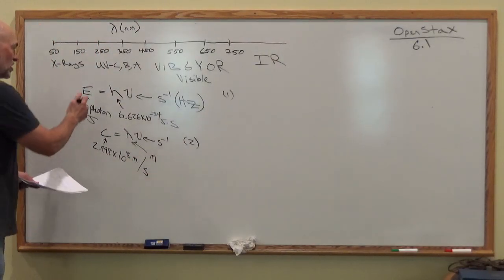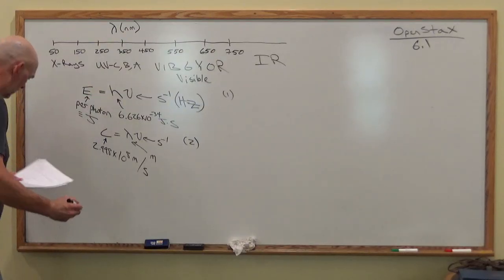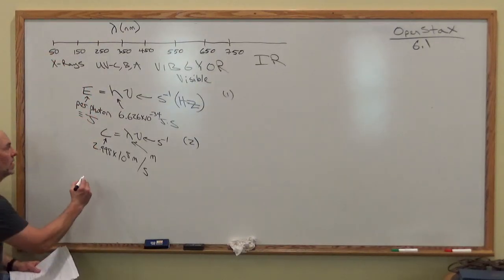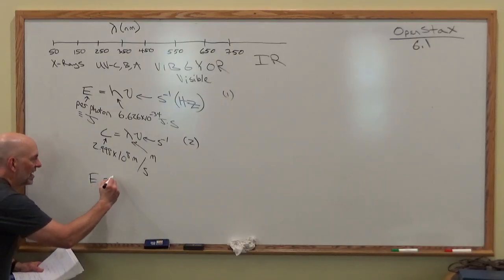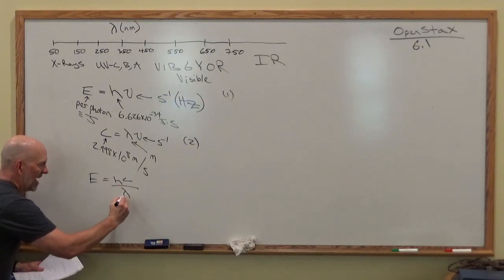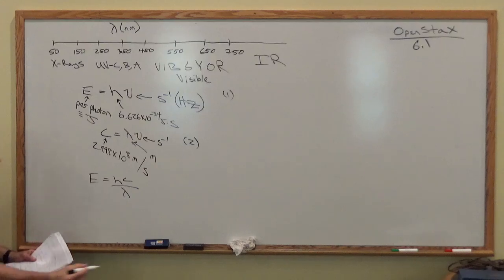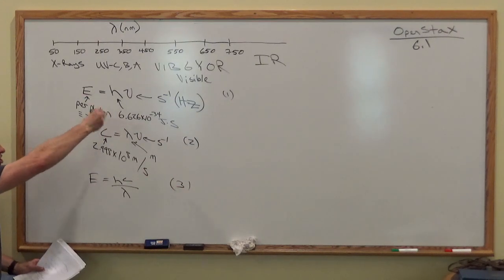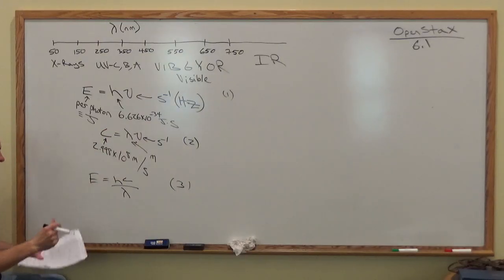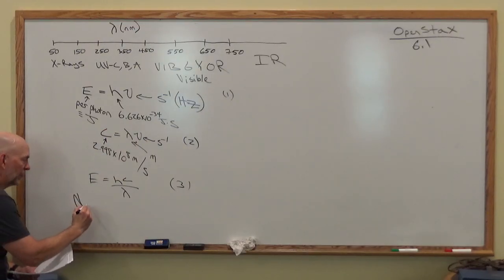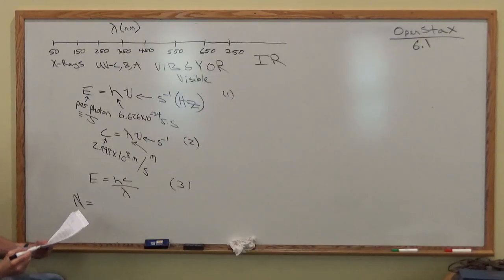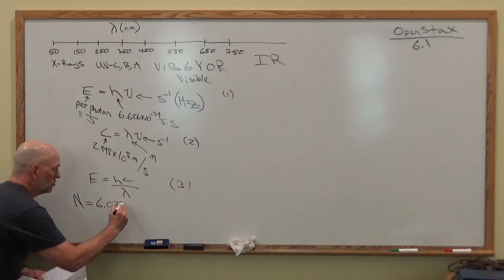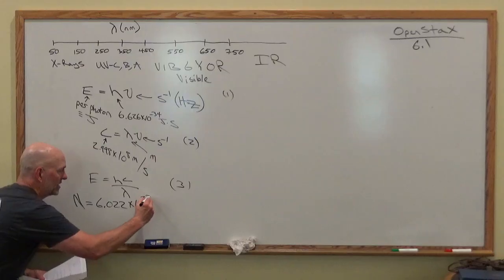And then if you actually combine these two equations, you can get energy equals hc over lambda. And that's equation number 3. It's really not a new equation, it's just a combination of 1 and 2. And it's also useful to remember Avogadro's number, given the symbol capital N: 6.022 times 10 to the 23rd.